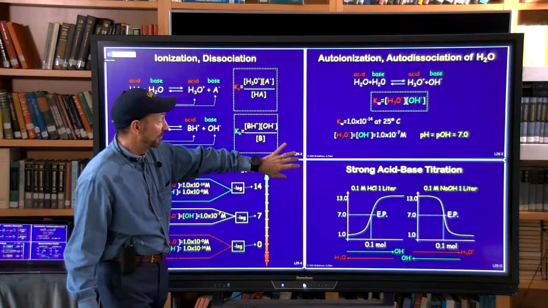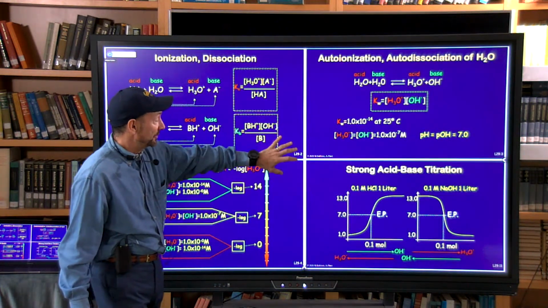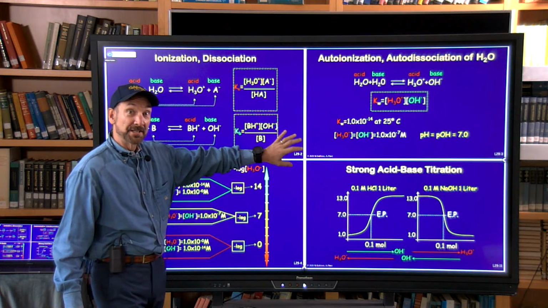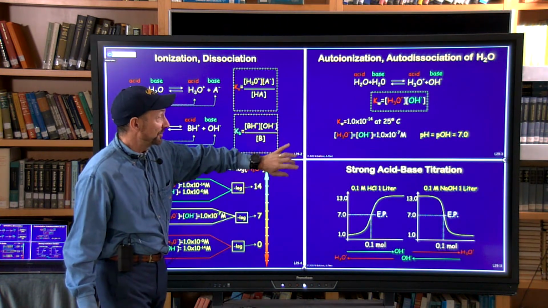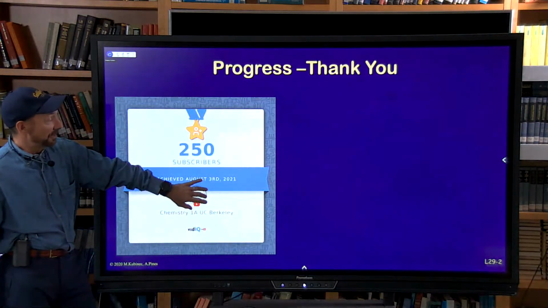It's relatively straightforward because we understand equilibria very well now. So it's going to be applications, a special application of equilibria.